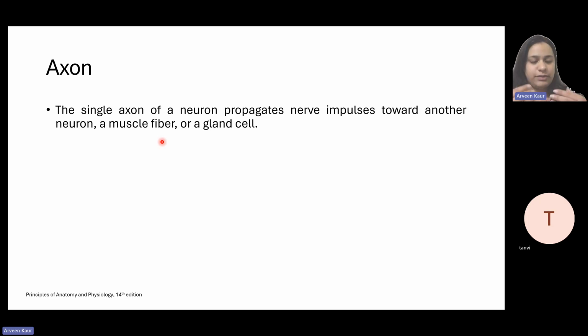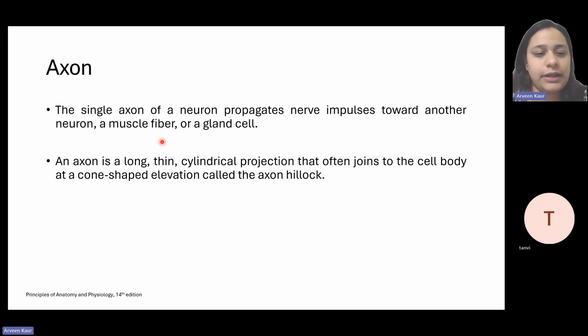Axon is the propagating end of the neuron. So once this information is there with the neuron, it wants to tell it to the other neurons also, or carry it forward, right? For it to carry it forward, there is another extension, the axon, which will propagate this information to the next partner or the next neuron, right?